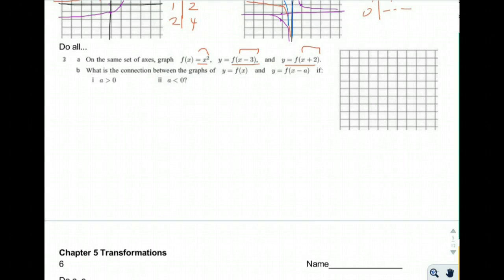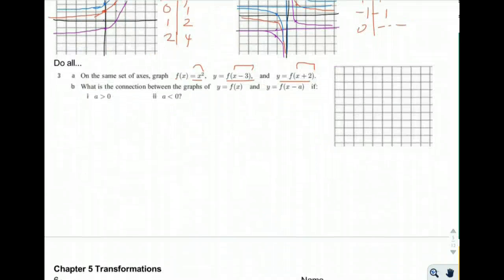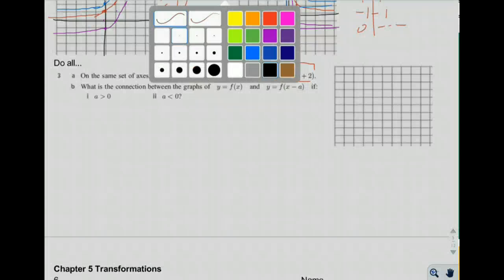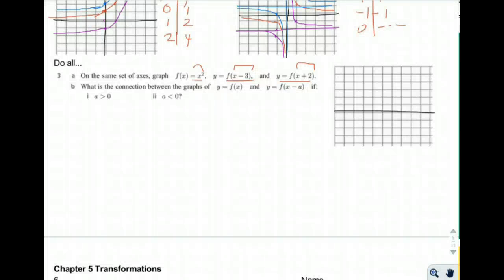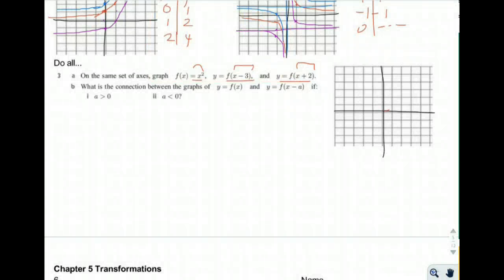Now be careful, this is not what we just did. What we did before is we added the number outside of the f of x. Now we're actually putting it inside the f of x. So this is a little bit more tricky. First we're going to draw the axes like we did before. And then we're going to draw our regular parabola, which looks kind of like that.